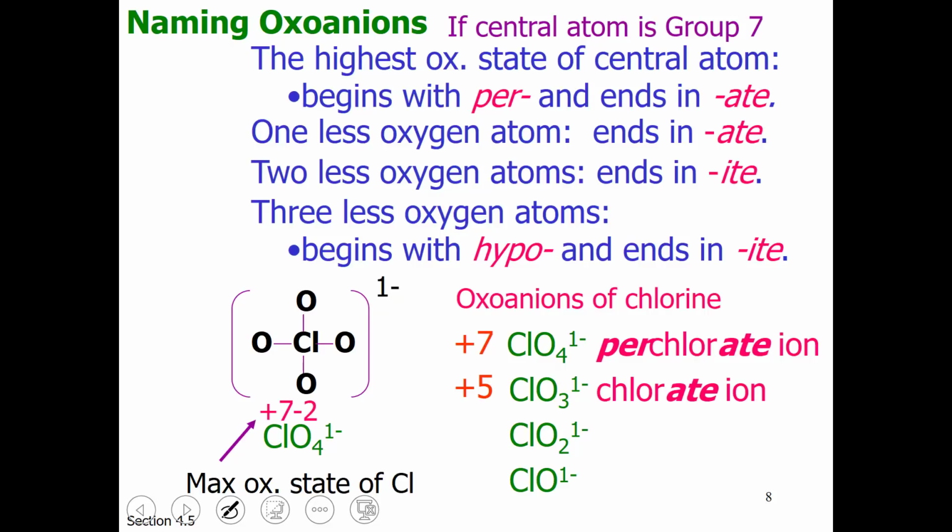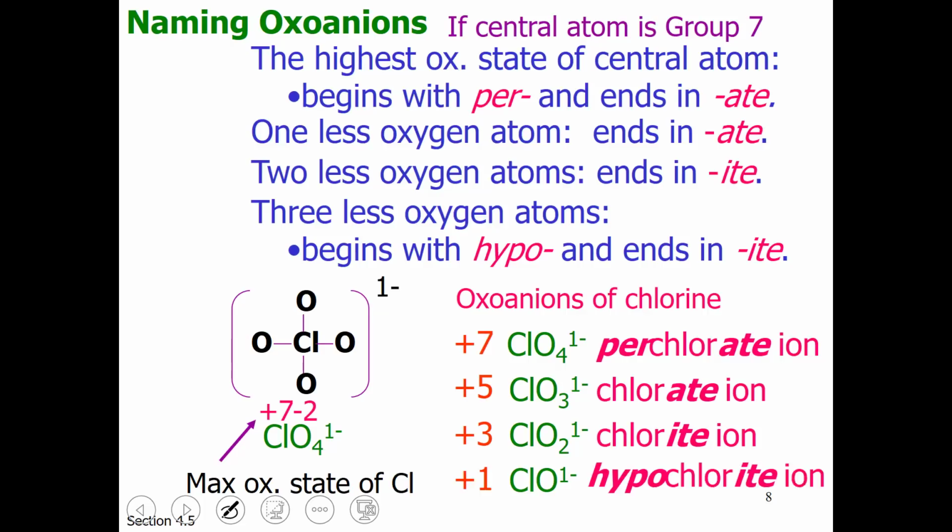If we had one less oxygen again, we would be dealing with a +3 chlorine oxidation state, and we would call that chlorite. And finally, if we were missing all but one of the oxygens, the oxidation state of the chlorine would be +1, and we would use the prefix hypo to give us hypochlorite ion.